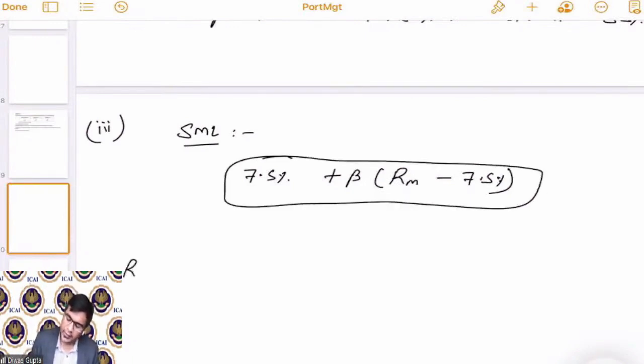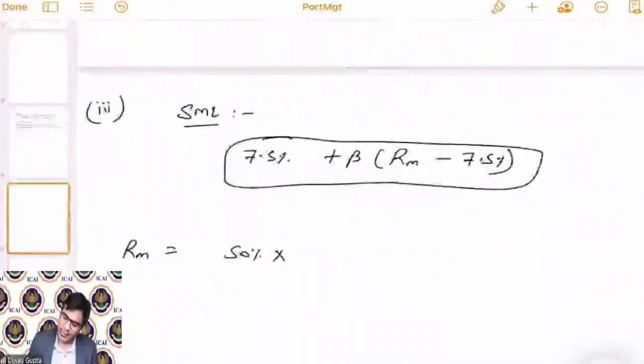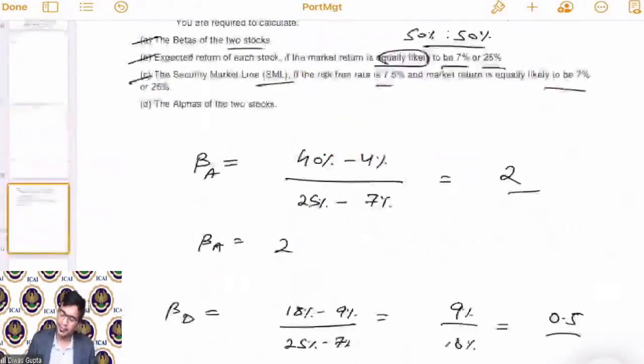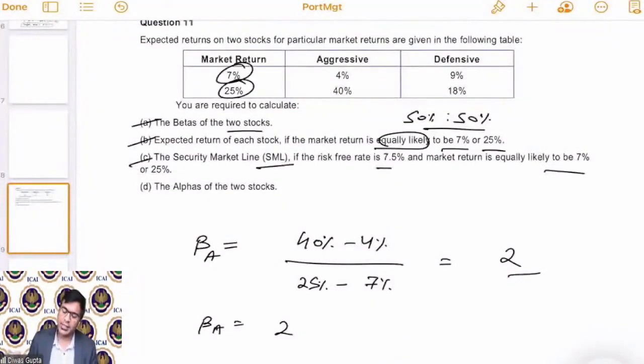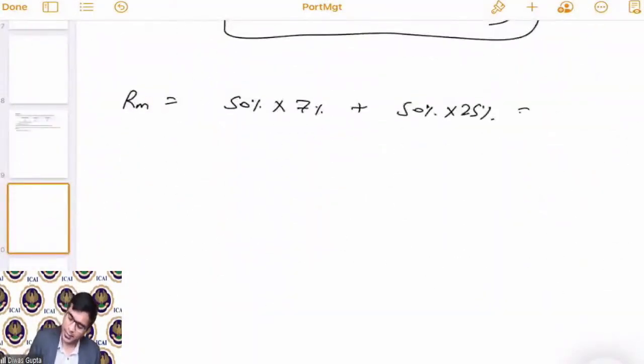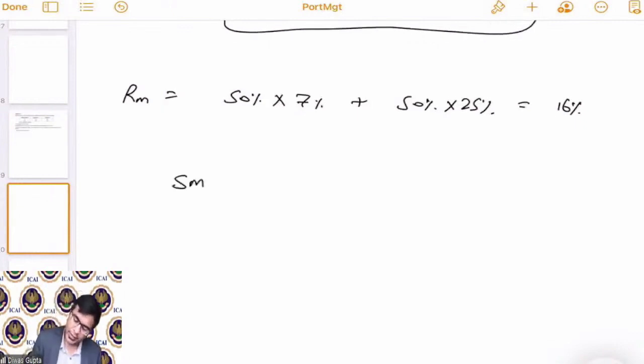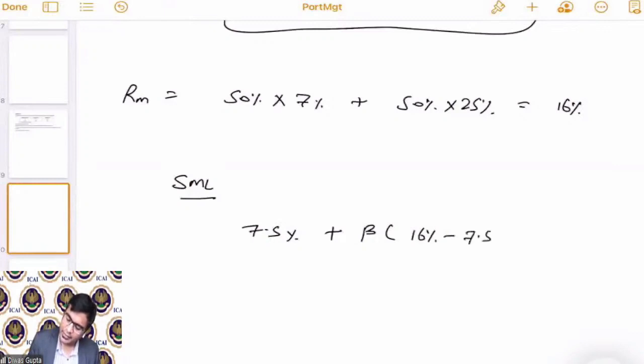Now to calculate the return of market, what we have to do is 50% of 7% plus 50% of 25%. Correct? Because both of them have an equally likely chance of 50-50%. So this comes as 16%. Okay, students. So the expected market return is 16%, and hence the SML, the securities market line, can be rewritten as 7.5% plus beta into 16% minus 7.5%. This is what the securities market line is.